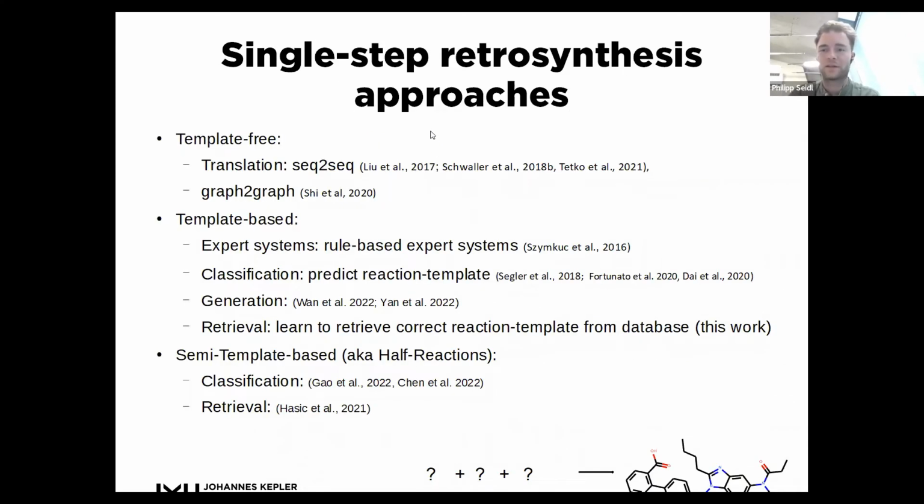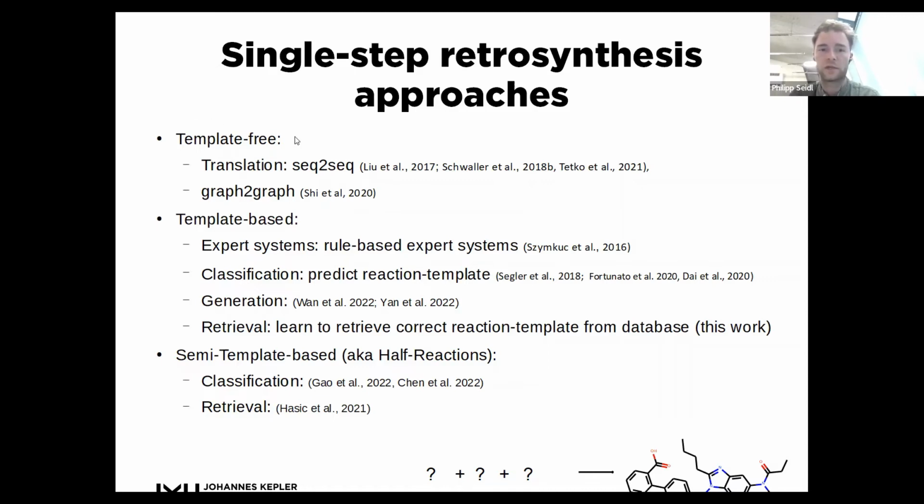So there have been a bunch of approaches which tackle this single-step retrosynthesis problem. And again, this is the core of computer-aided synthesis planning. In the literature, it's very common to distinguish between template-free and template-based. As always, it's very hard to push certain approaches into categories. Nowadays, there are also these semi-template based or half-reaction approaches. Let's say it's not that easy to categorize them, but template-free and template-based is a rather established categorization.